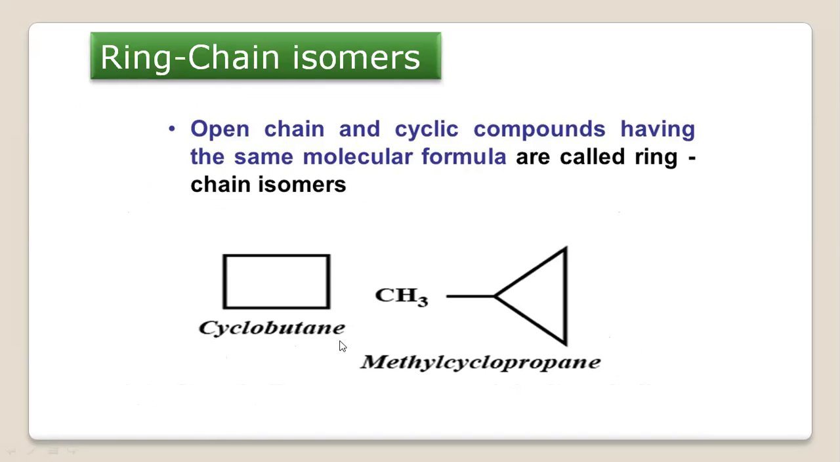See here these two structures, cyclobutane and methyl cyclopropane, where one side chain is present on the ring. One is an open chain and the other is a cyclic compound. So they have the same molecular formula but different structures, one an open chain and one a cyclic chain. So these are called ring chain isomers.